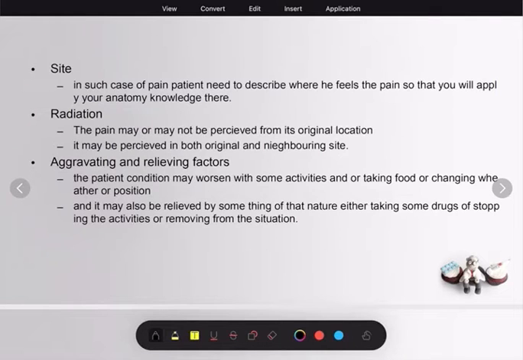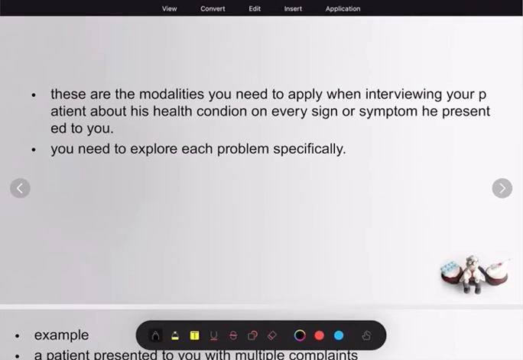Then you need to ask about aggravating and relieving factors. The patient's condition may worsen with some activities, taking food, or changing weather or position. And it may also be relieved by something of that nature, either taking some drugs, stopping activities, or removing oneself from the situation. So most patients know if they do some kind of activities, their symptoms will get worse, and if they do some other activities, it will be relieved. Those are the modalities you need to apply when interviewing your patient about his health condition.